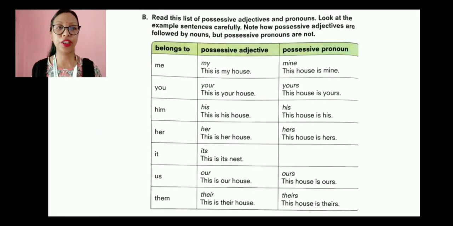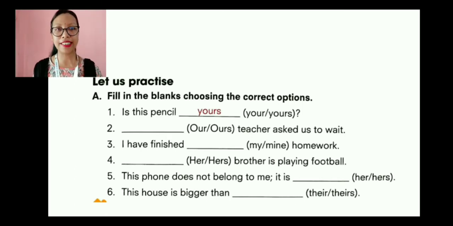Now let us move to the list of possessive adjectives and pronouns. I want you to go through this list. It will clarify all your doubts regarding the possessive adjective and possessive pronoun. You have already learned about adjectives and pronouns in class 2, and I have already discussed them in the last class. So I hope you will be able to understand this after reading this whole chart. Now let us move to the exercises.